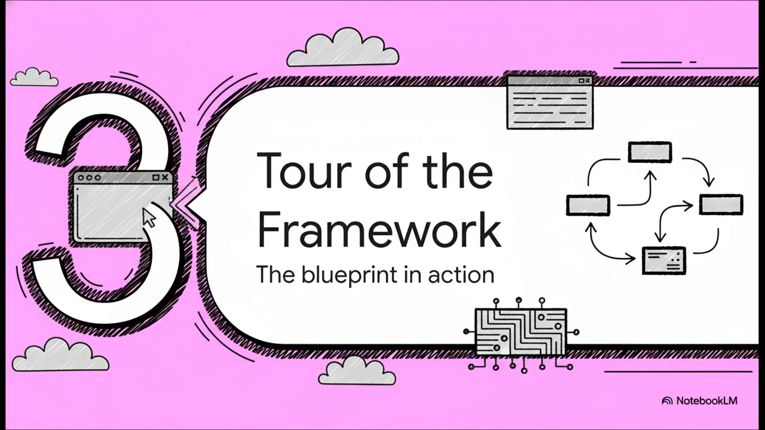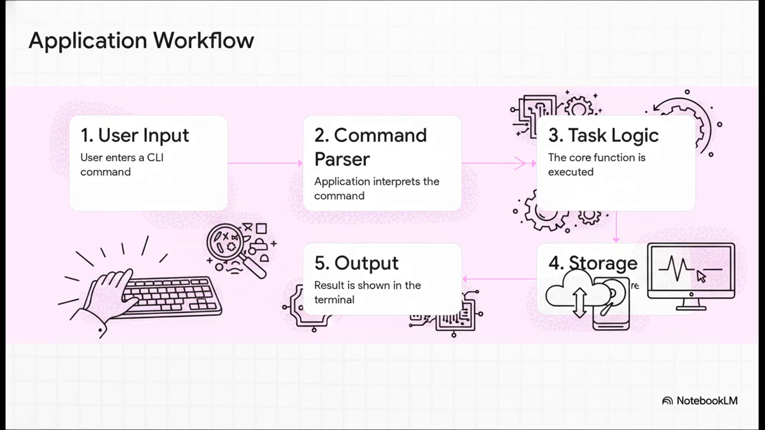Okay, so that's all the theory, the why behind this whole thing. Now, let's actually see what it looks like in practice. We're going to take a quick tour of how this framework actually works. The way it works is just beautifully simple. First, you type in a command. The app then figures out what you want it to do. It runs the logic, like adding a new task, saves the change, and then immediately tells you it's done. It's this clean, efficient loop with zero wasted motion.